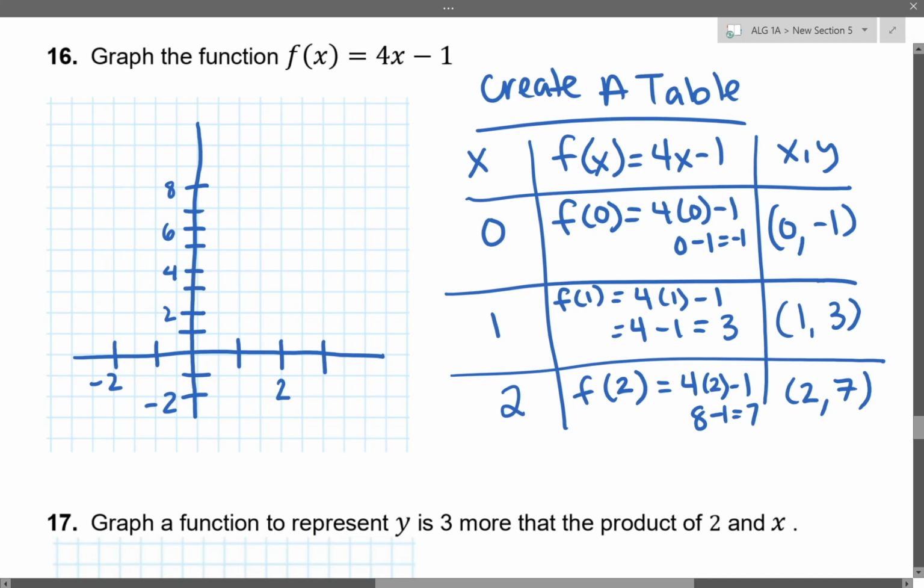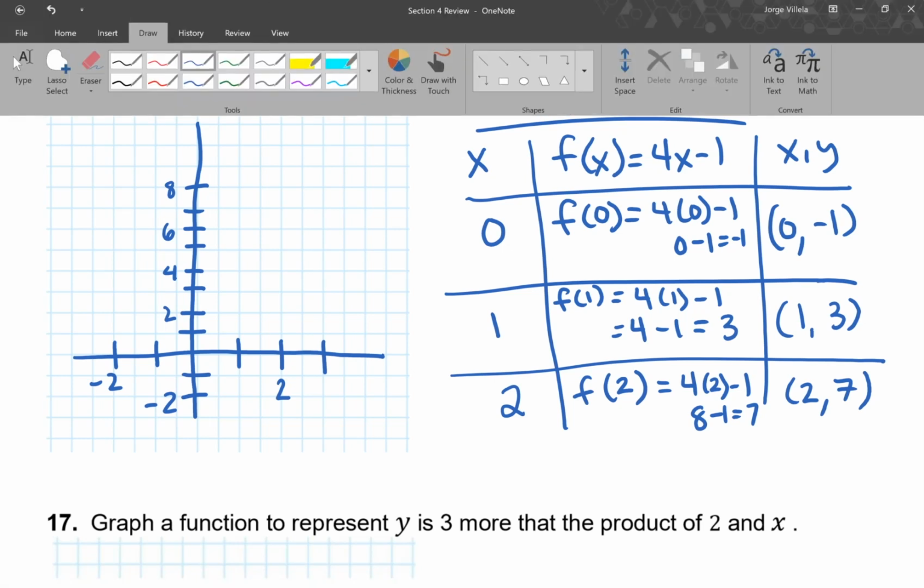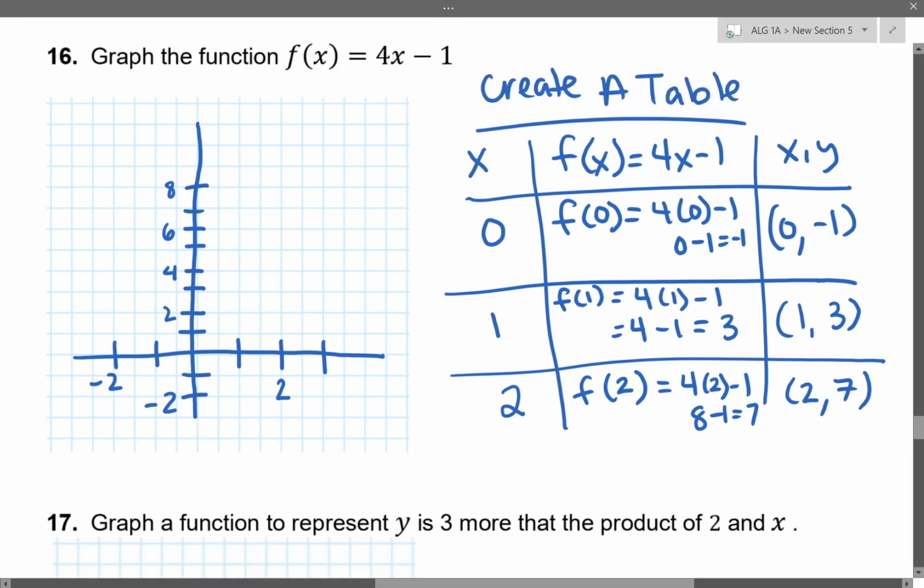Alright, so let's do our first ordered pair. Our first ordered pair is 0 and -1. So 0 is right in the middle, and then -1 is down.